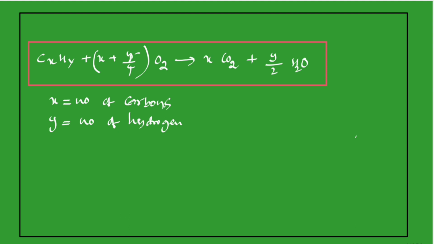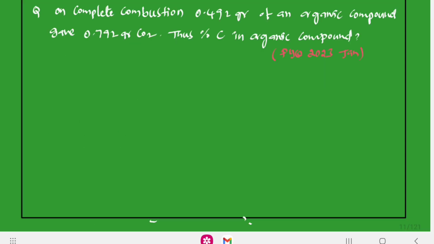This is the estimation of carbon and hydrogen by using Liebig's method. So we can look at some important problems about Liebig's method or estimation of carbon and hydrogen. Have a look at the problem.